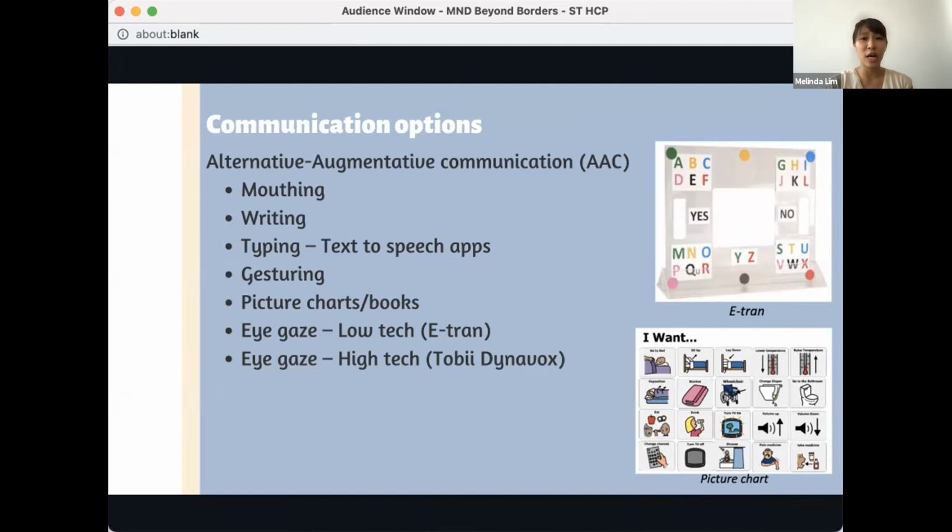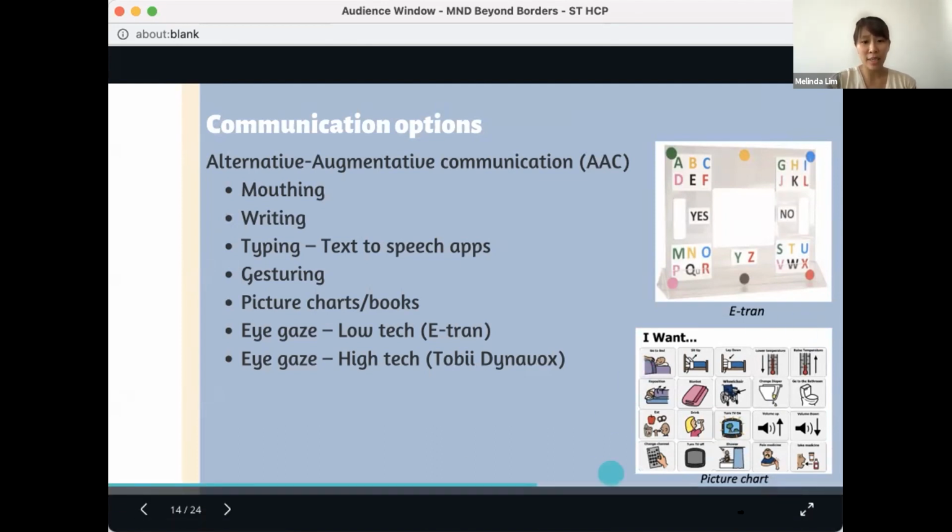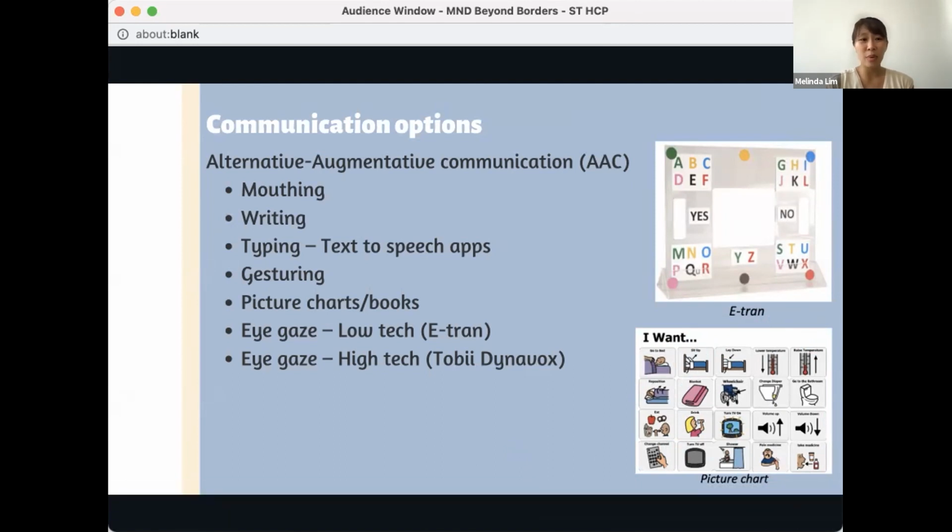We also use things like picture charts and books. As seen at the bottom corner of the page, this would be an example of what a picture chart could look like. If you've got a compilation of all these charts, we can make it into a book such that it is more accessible for various parts of the patient's daily living. We also have, like what I mentioned earlier, eye gaze methods to communicate.